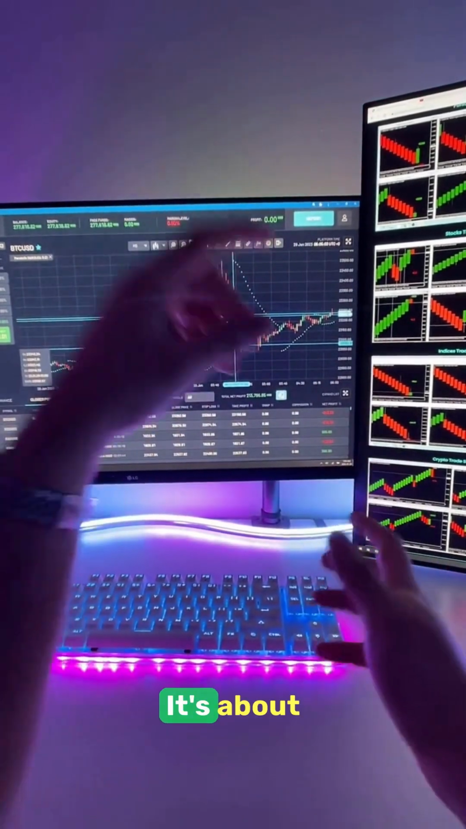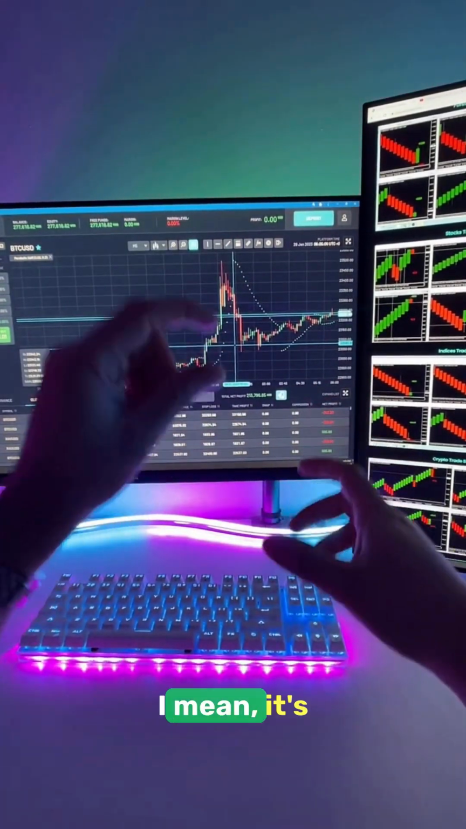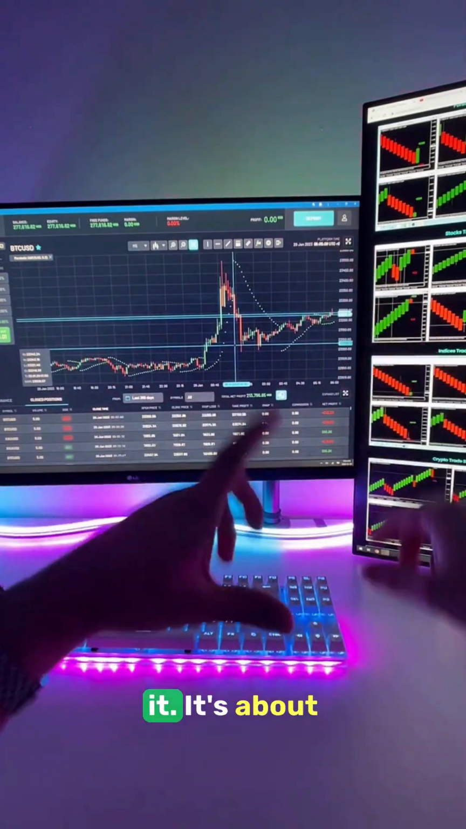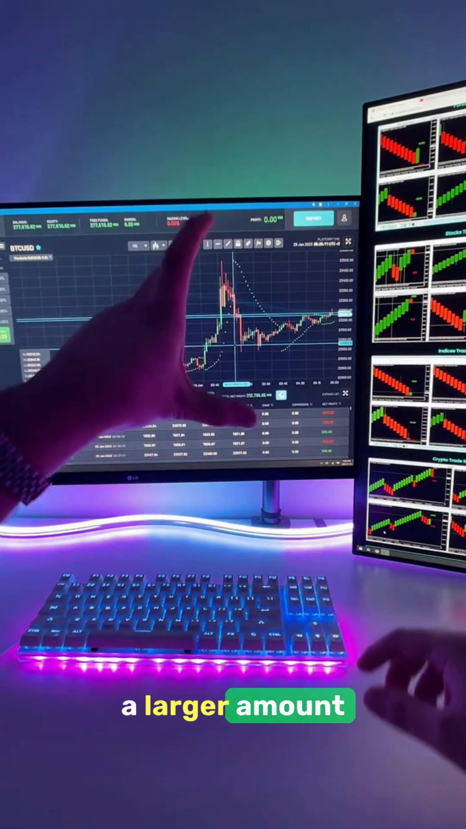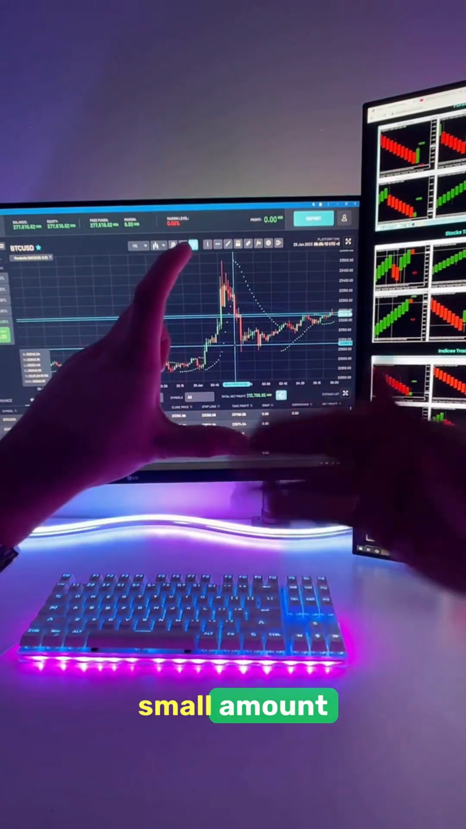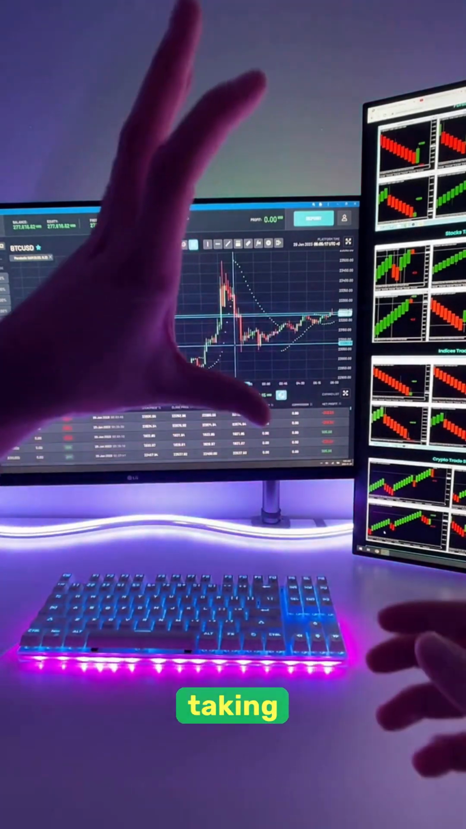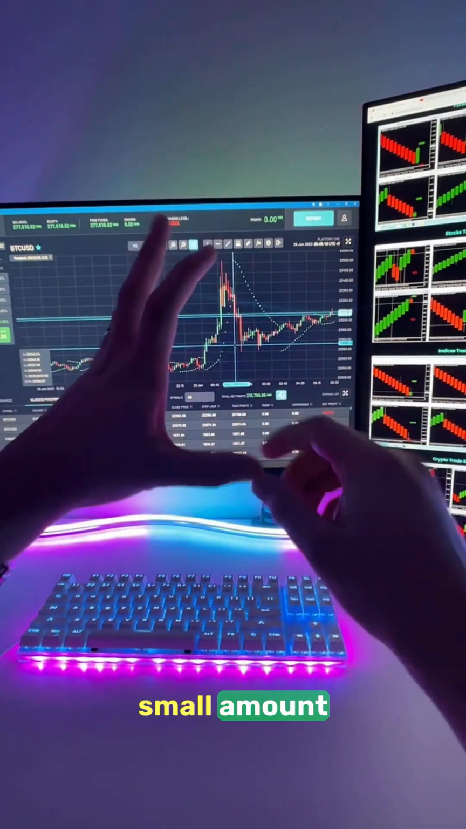Now, here's the thing. It's not about taking a small amount and trying to make a huge return on it. It's about taking a larger amount and making a small amount regularly. Okay, that's what it's about.